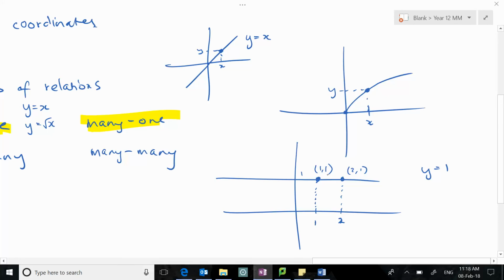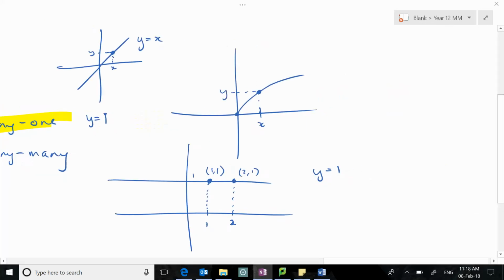Not one to many. Many to 1, because you've got many x's. So remember that many x's to one y value. So this is a function. Yes, you're right. It is a function. It's a linear function. But this is many x's to one y value. All the y values are the same. Okay? So y equals 1.